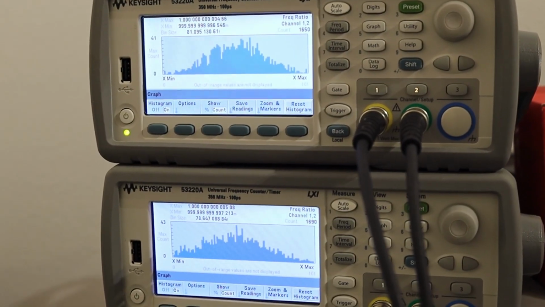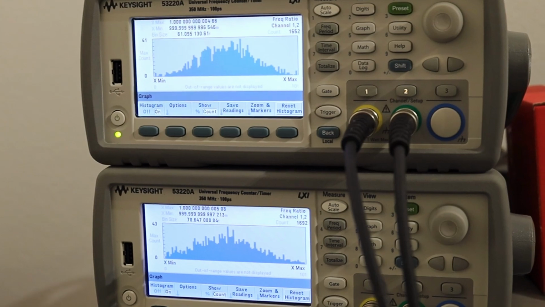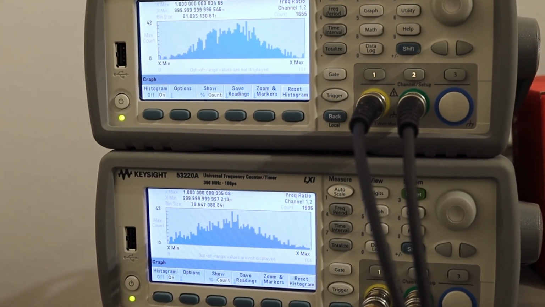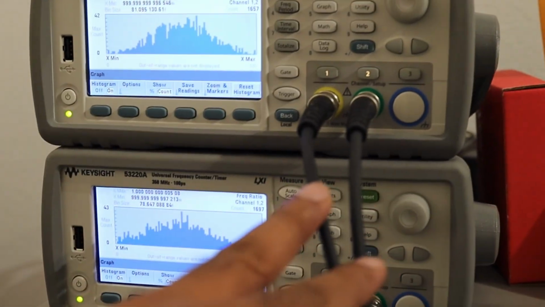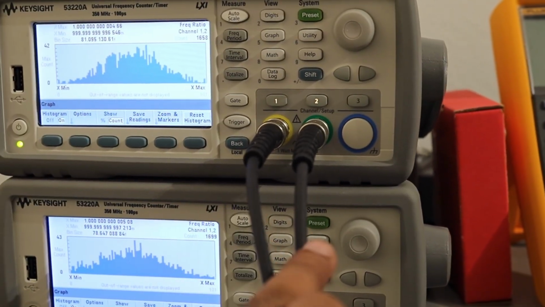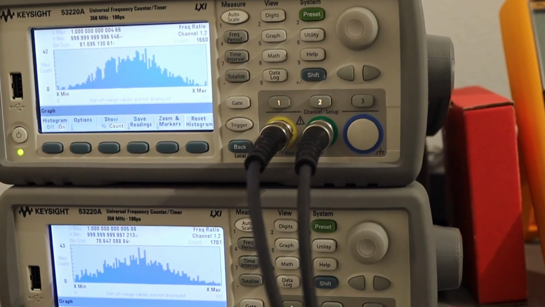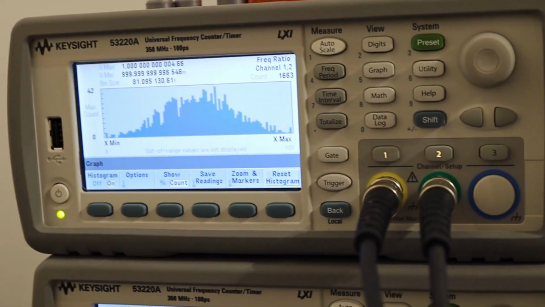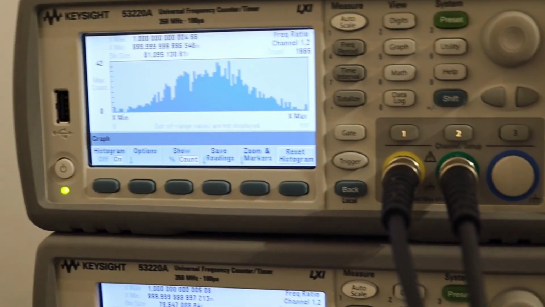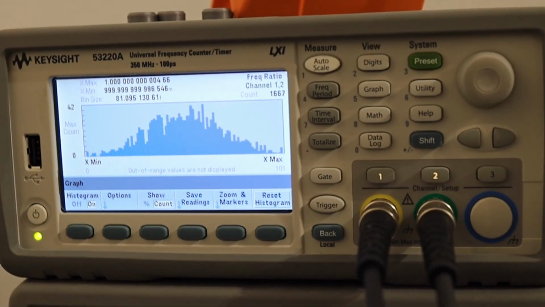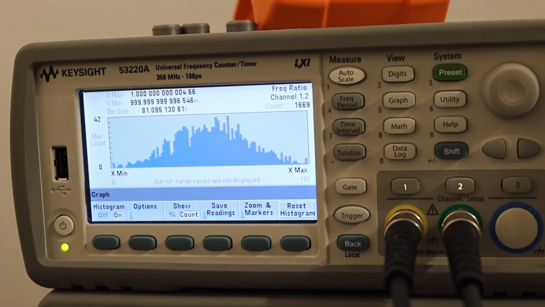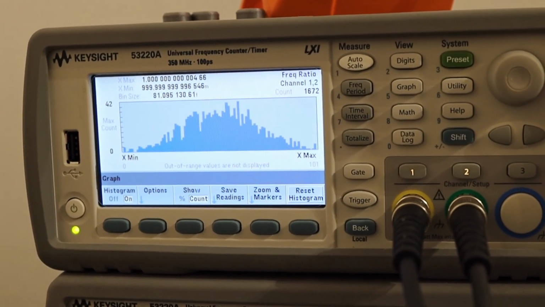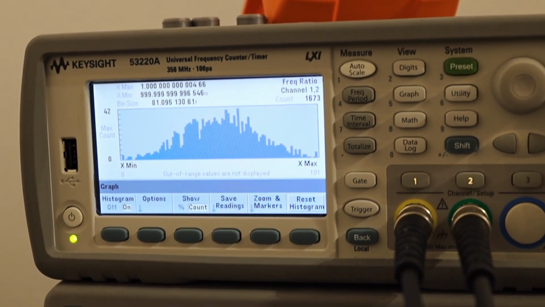So right now the measurement has been set up and it has been running for quite some time. You can see around 1650 and 1690 measurements have been taken on both of the instruments. The top instrument is measuring between channel 1 and channel 2, the output of distribution amplifier channel 1 and channel 2, and the instrument is measuring the ratio between both of the frequencies. Both of the outputs have been terminated to 50 ohm, and of course the trigger point has been selected to 50% of the signal, which for an AC coupled signal is 0 volts.